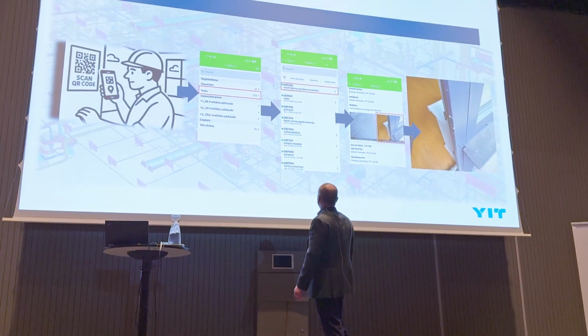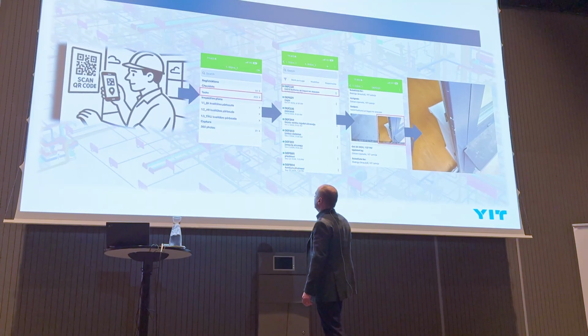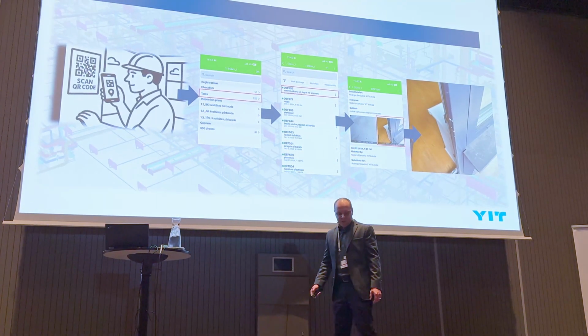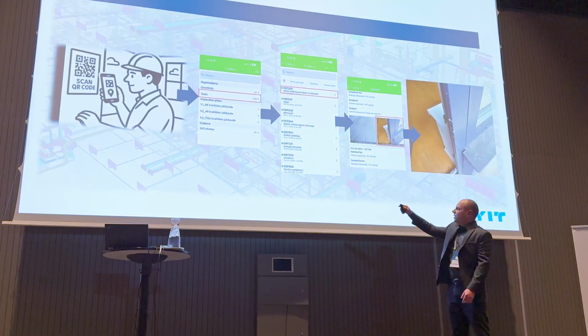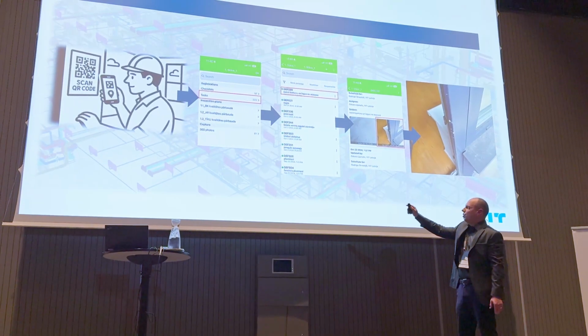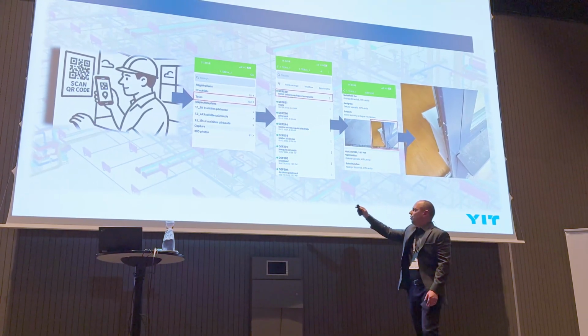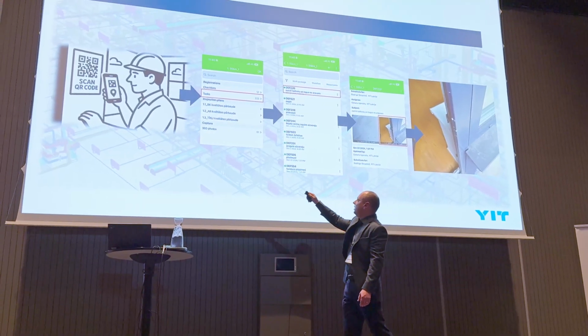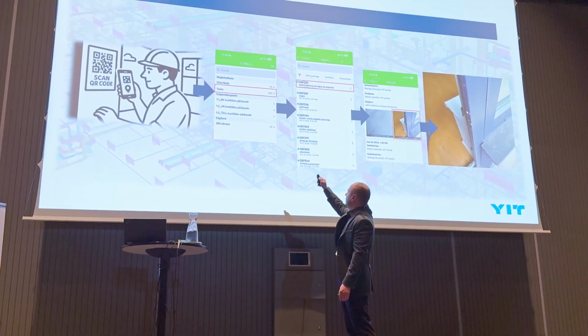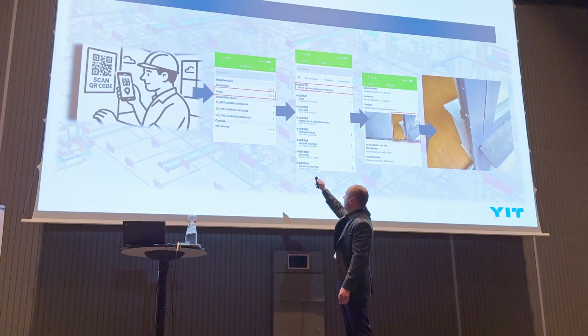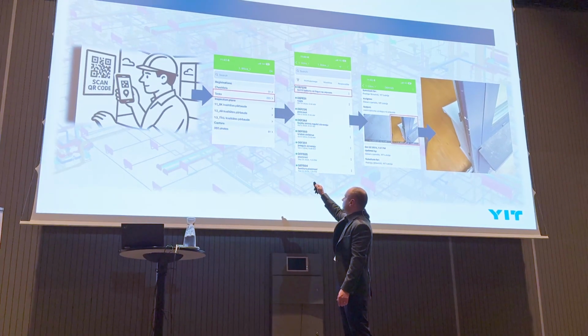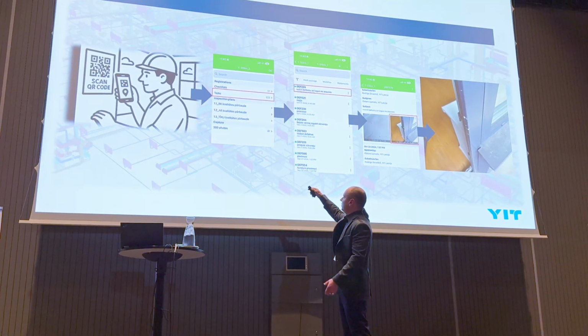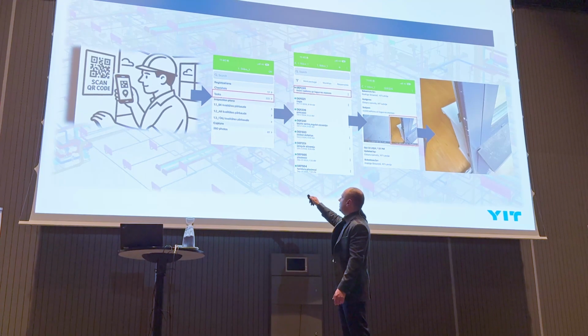So this is how it looks from the mobile app. The site manager or someone else from the office can scan these QR codes for this apartment, let's say. So he can already see in this view what kind of tasks have been created for only this apartment.